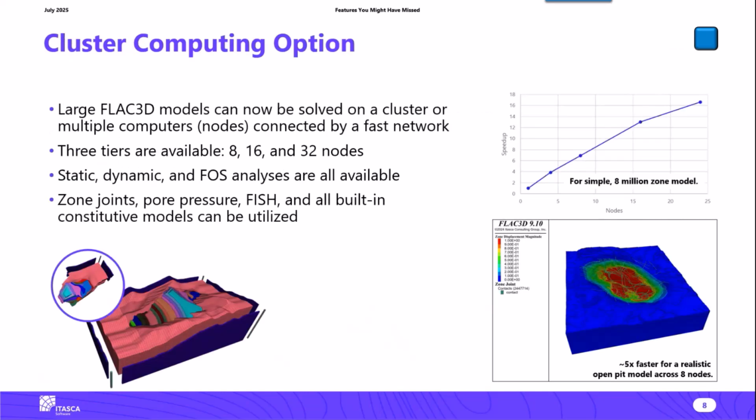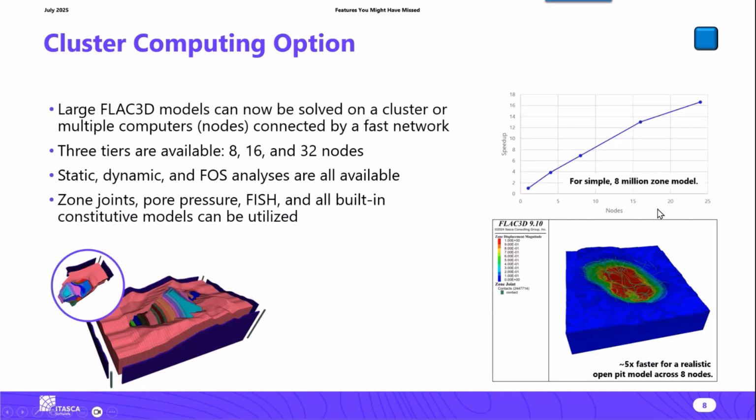We also added cluster computing. This is an option, so there's an additional cost to it. But what this lets you do is to run large FLAC 3D models on a cluster, which is essentially a multiple number of computers or nodes connected by a fast network. There are 3 tiers that are available for 8, 16, and 32 nodes. If we look on the right-hand side, we see here that as we increase the number of nodes where the model is being spread across, we are getting a significant speed up.